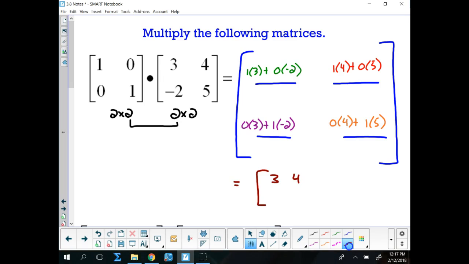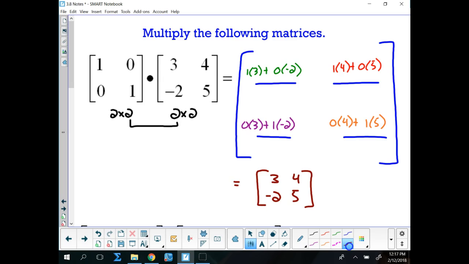0 times 3 is 0. 1 times negative 2 is negative 2. 0 plus negative 2 is negative 2. 0 times 4 is 0. 1 times 5 is 5. 0 plus 5 is 5. It ends up being the matrix that we predicted.